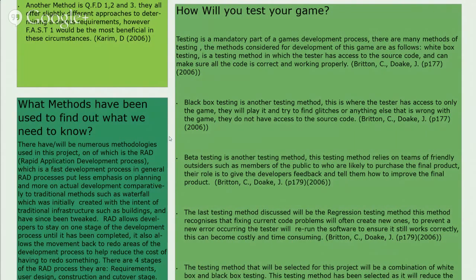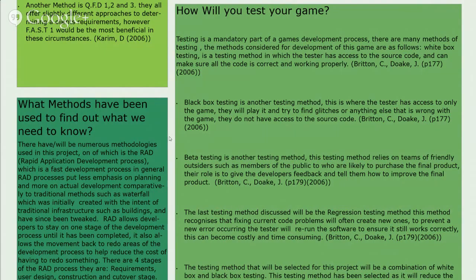The last testing method discussed was regression testing. This method recognizes that fixing code problems will often create new ones. To prevent new errors occurring, once a fix has been made, the tester will rerun the tests to ensure it still works correctly. This can become costly and time-consuming. The software being constantly rerun can take up a lot of time, which means you have to pay the staff costs and increase development costs.